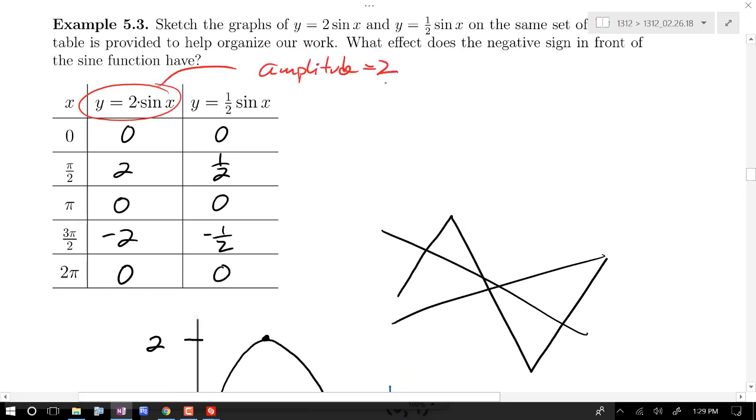But for example, the amplitude of 2 sine x is 2, but the amplitude of negative 2 sine x is also 2. Right? The fact that that's a negative 2 out in front doesn't change what the amplitude is. We will see that in the graph because it'll be reflected across the x-axis as compared to the graph of 2 sine x.